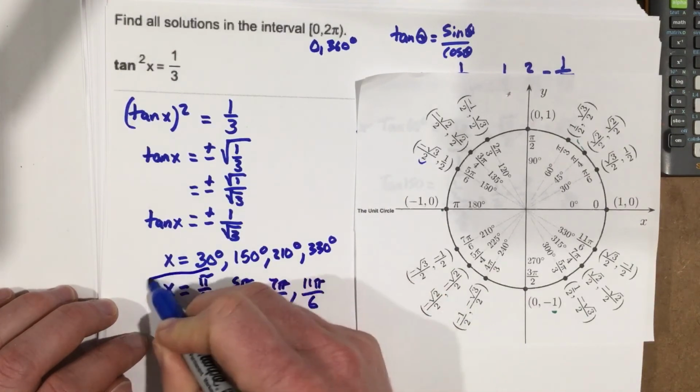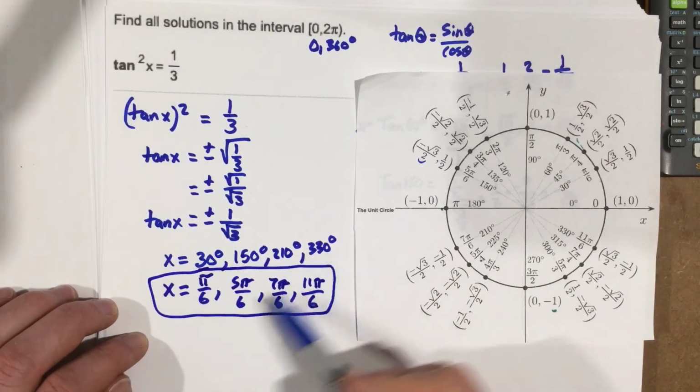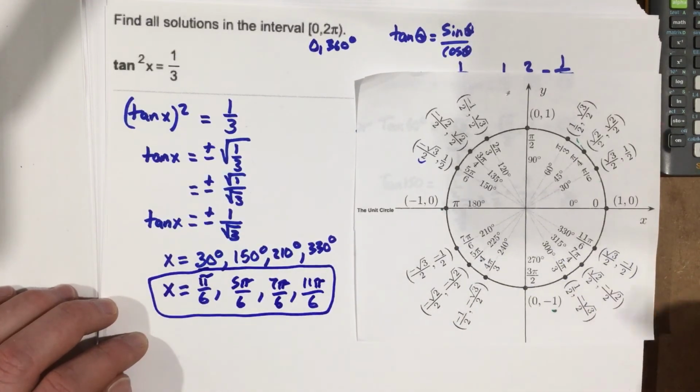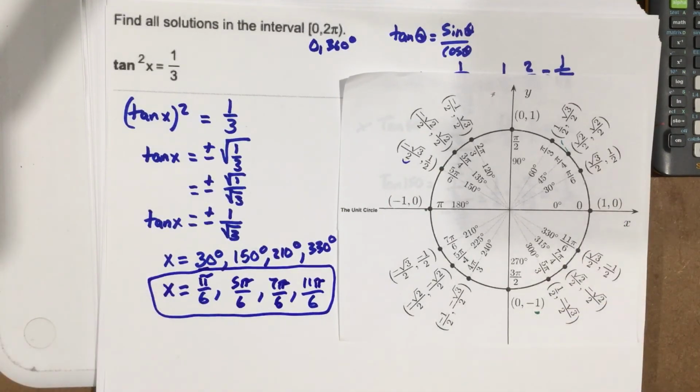So you can see it's pretty easy really to figure all this out. You can find it in degrees and then just change it to the radian values, and hopefully you're starting to memorize the unit circle as you do this, because it makes it so much easier.